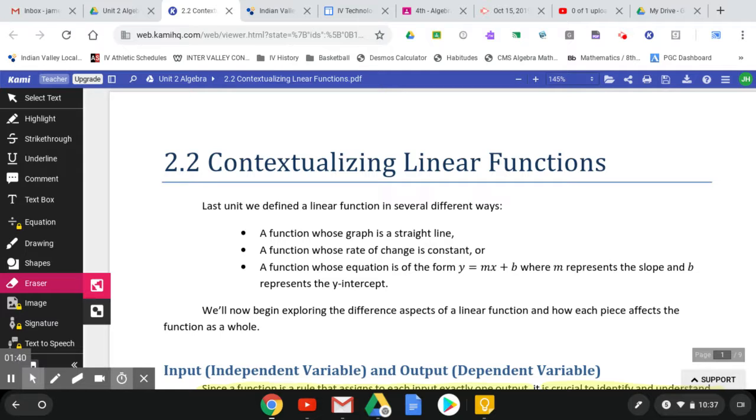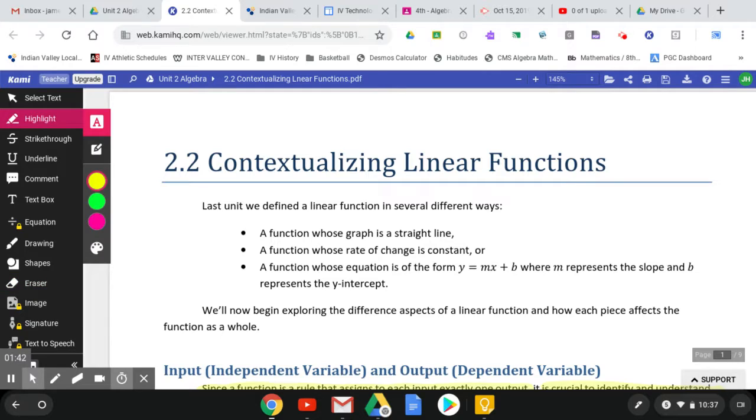I hope that when you were reading and highlighting, you started by right away highlighting these first several lines. A function is a graph. A function whose graph is a straight line is linear. A function whose rate of change is constant is linear. A function whose equation in the form y equals mx plus b, where m is the slope and b represents the y-intercept. I hope that you started by highlighting that. How many people highlighted that? Excellent. If you didn't, please do.